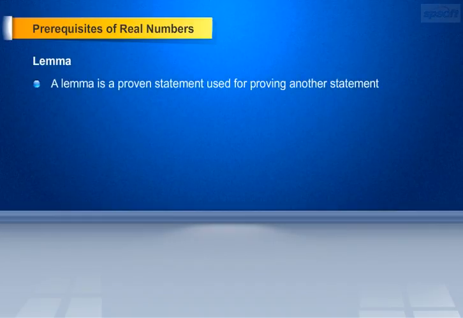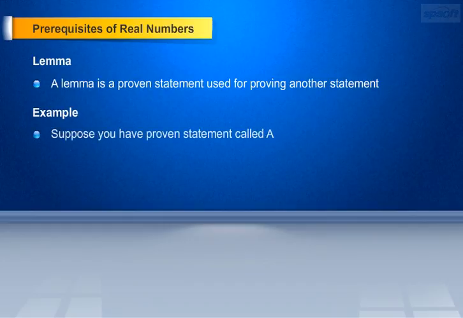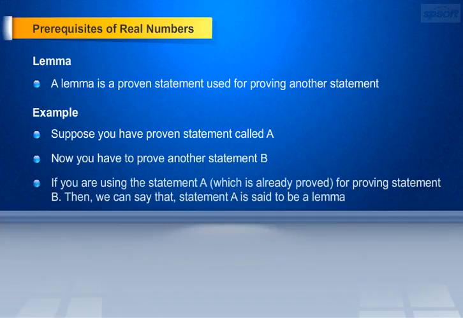Let us learn about lemma. A lemma is a proven statement used for proving another statement. Example. Suppose you have a proven statement called A. Now you have to prove another statement, B. If you are using the statement A, which is already proved, for proving statement B, then we can say that statement A is said to be a lemma.